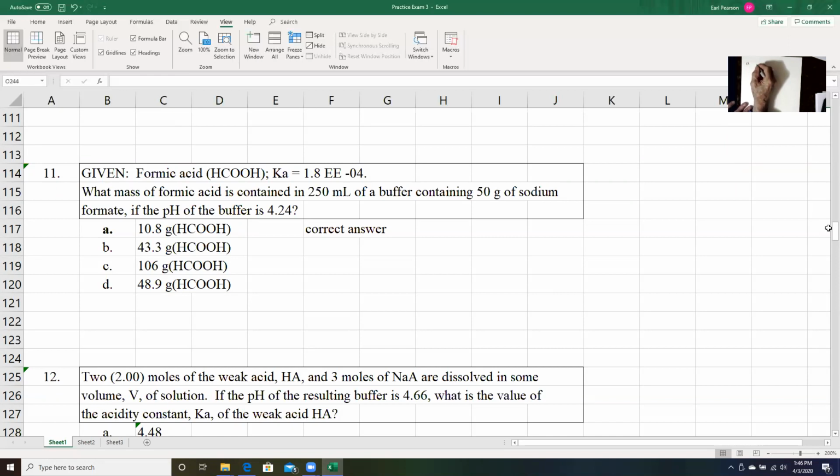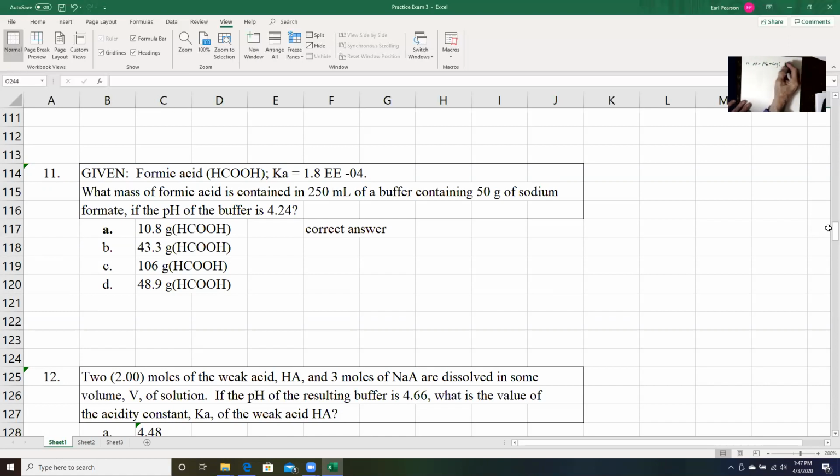What mass of formic acid is contained in 250 milliliters of buffer containing 50 grams of that if the pH of the buffer is 4.24? So pH equals pKa plus the log.